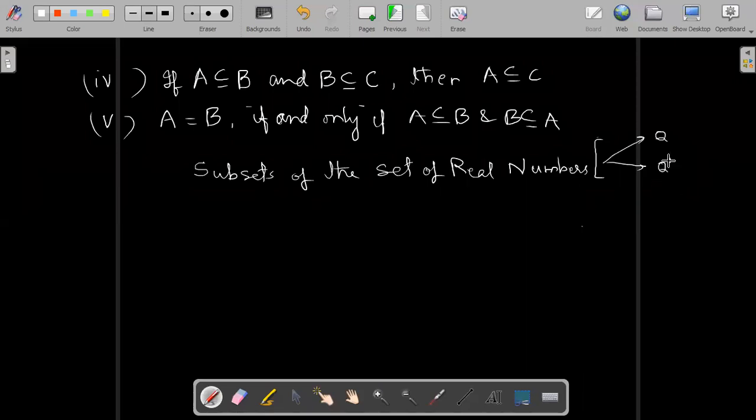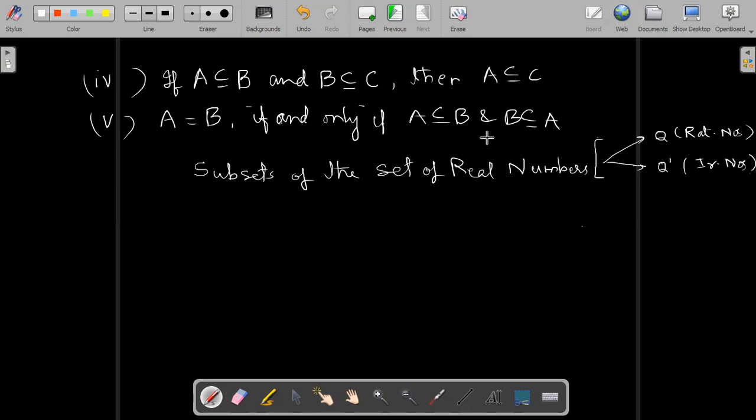Q dash means irrational numbers. Q means rational numbers, and Q dash are irrational numbers that you have studied already. Number one. Number two, all these are real numbers. Yes, Q dash is the complement of Q, correct?